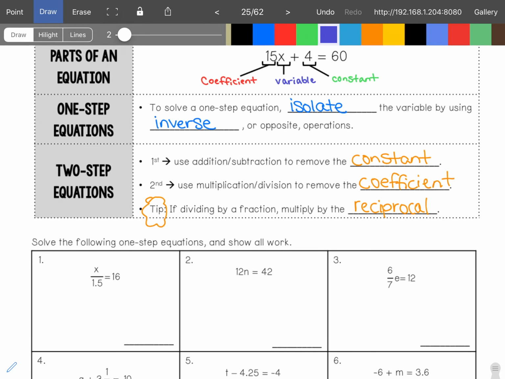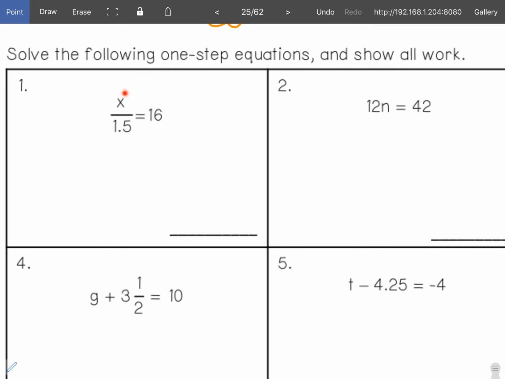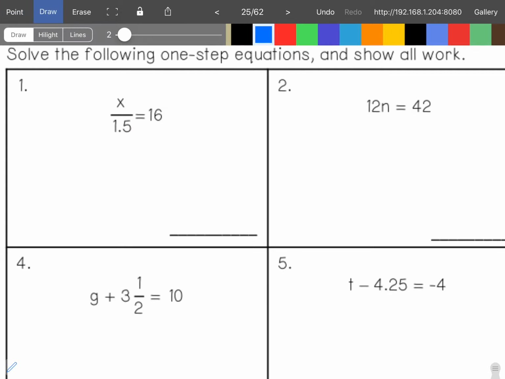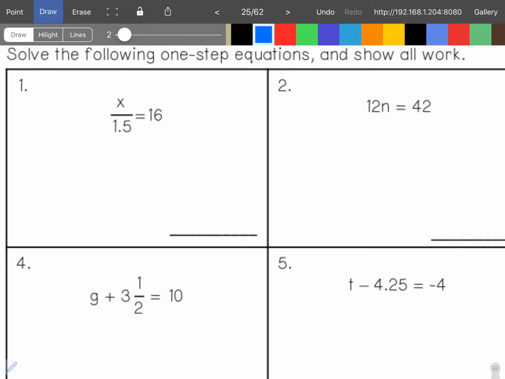Okay, solve the following one-step equations and show all of your work. Looking at this first problem, we have x divided by 1.5 equals 16. With one-step equations, we want to look at what's happening to the x, and do the inverse of what we see happening. Division's inverse is multiplication, so we are going to multiply both sides of the equation by 1.5. Remember, here's the equal sign, so we have the left side and the right side. What we do to one side, we have to do to the other to keep the equation balanced.